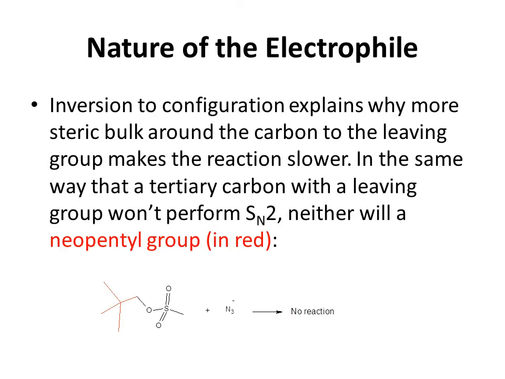Since the nucleophile has to come from behind the bond between the carbon and the leaving group, that explains why steric bulk will slow down the reaction. So this inversion of configuration, which demands that the nucleophile come from the rear of the carbon to leaving group bond, correlates with the slowdown of reactivity when there's a lot of bulk, a lot of atoms attached to the electrophilic carbon. That explains why a tertiary carbon with a leaving group won't perform SN2. But also a neopentyl group, shown in red, will also not perform SN2 reactions.